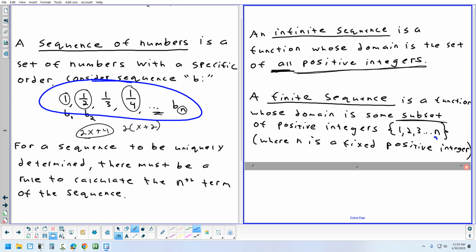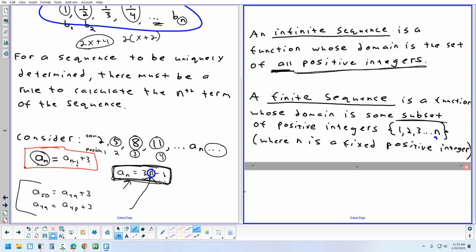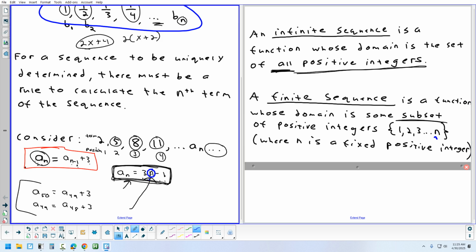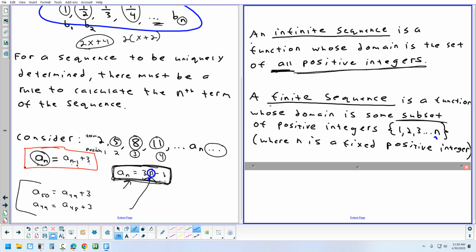So when you have a finite sequence and you have a formula for it, you are not allowed to plug in numbers as high as you want to go. You can only plug in as high as the number of terms you have. Okay? Going beyond that doesn't make sense. Right, so any question on the difference between an infinite sequence and a finite sequence? Okay.